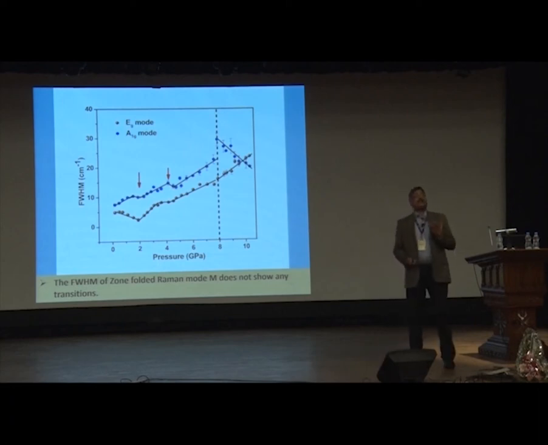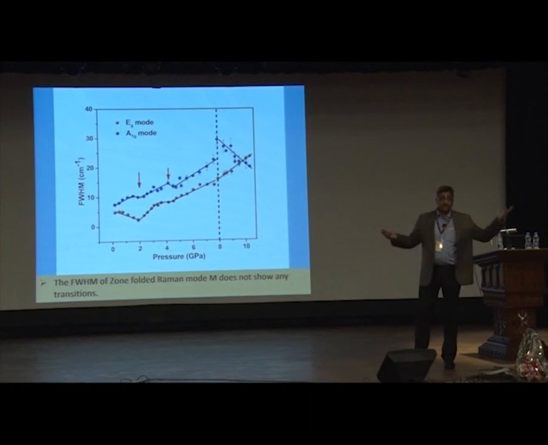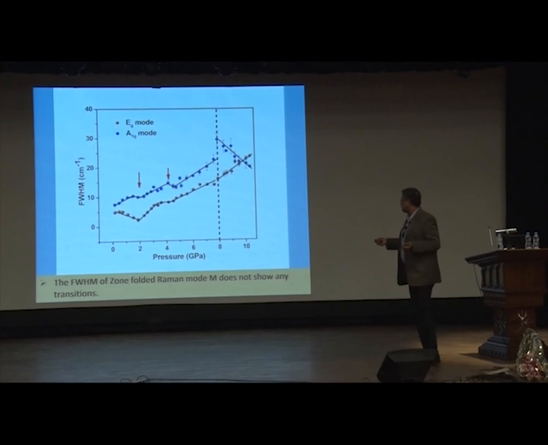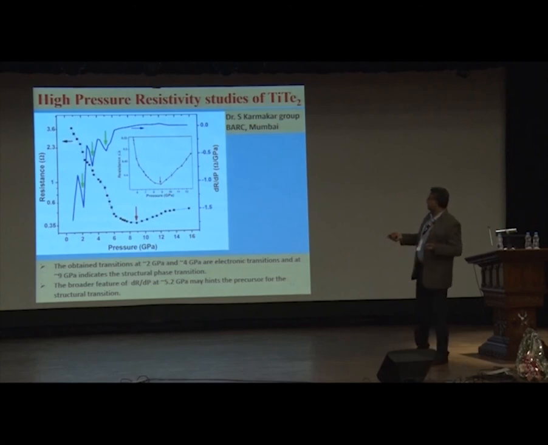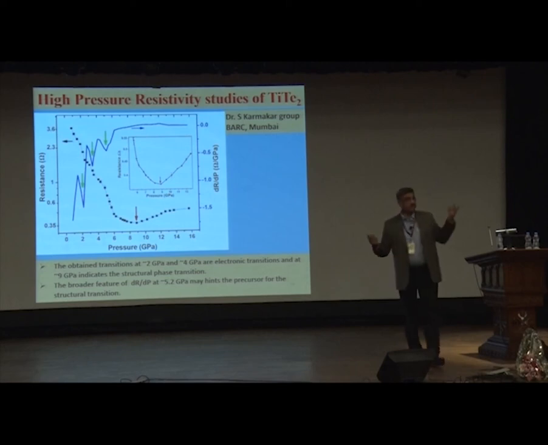So this again told us that there is something happening. There is no structural transition. We have a c by a ratio change. We have a lifetime change around 2 and 4 GPa. So now we look at resistivity on this system. And as soon as we do the resistivity studies, transport, thanks to Kermacher, we can see that indeed if you plot the second derivative or the derivative of the resistance with pressure, you can see clearly at 2 and 4 GPa there is a change in the resistivity around this point.